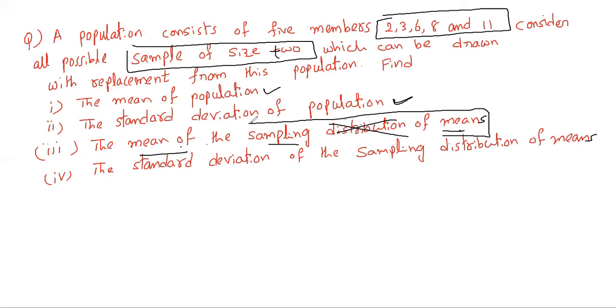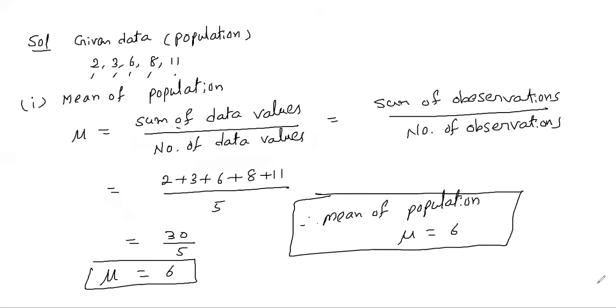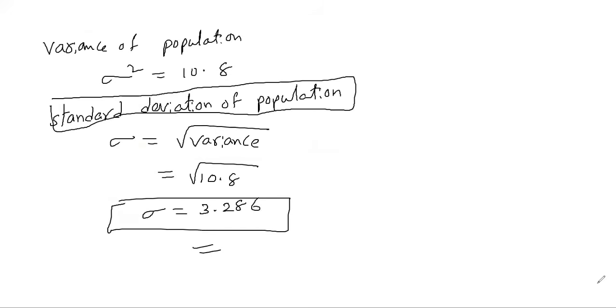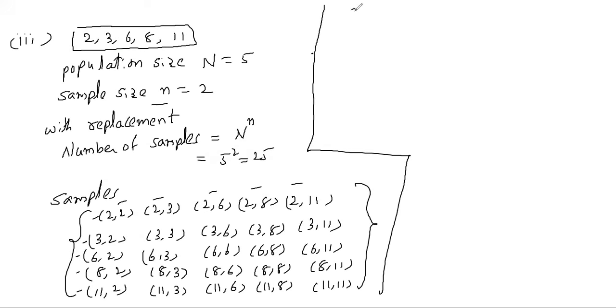You got 25 samples. For each sample you find the sample mean. Then for all the sample means, you again find the mean. That is the question. So now, the sample means. You know in lower classes, mean is nothing but the average.